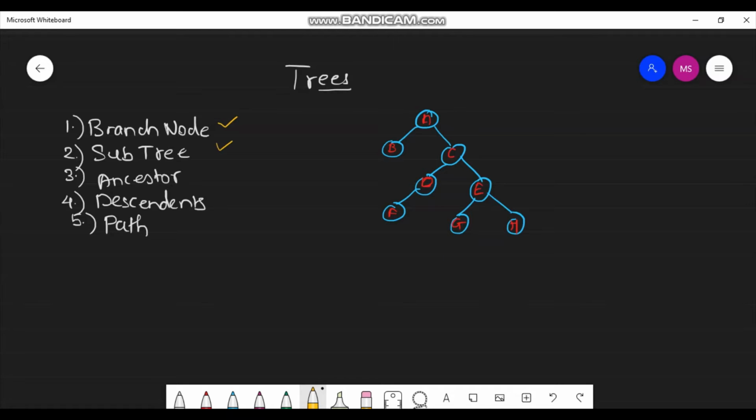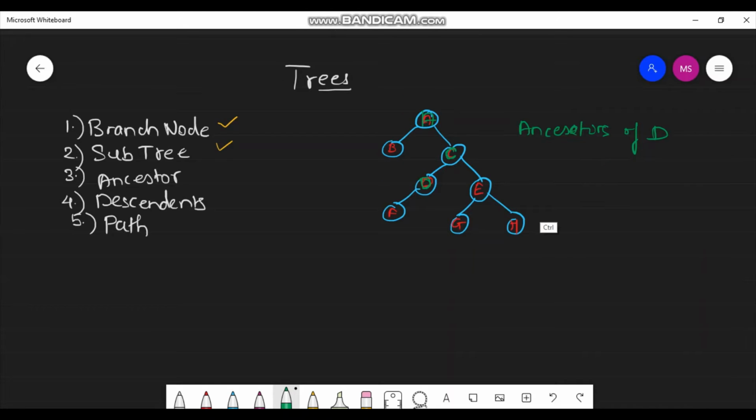What are the ancestors then? If I am asking the ancestors of D, so it would be which? C and A. Ancestors of D are C and A. It will not include B because it's branched out. See, the parent of D is C and its parent is A, so those are the only ancestors. Get it?